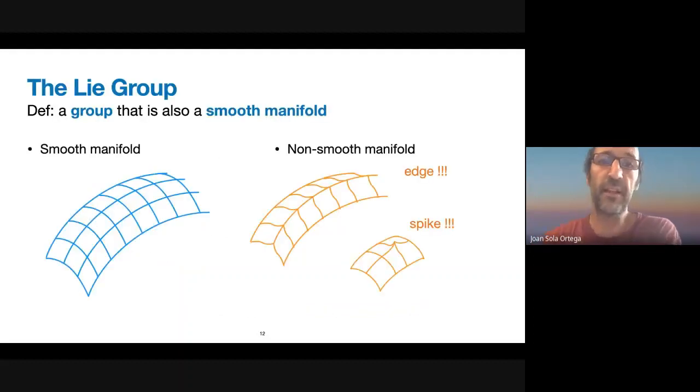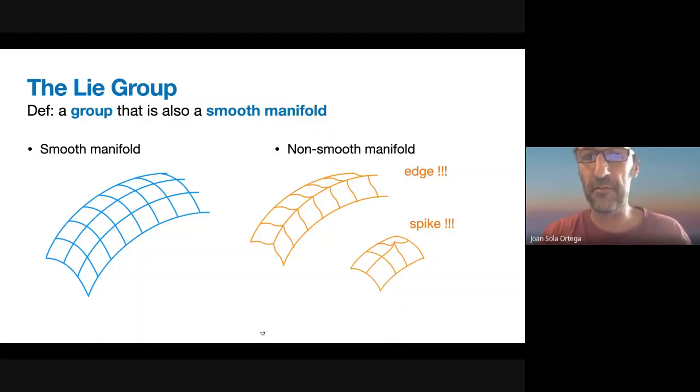Right, so what is a Lie group? A Lie group is a group, so it's a set of elements with an operation that fulfills the four axioms, that is also a smooth manifold. And that means, very intuitively, that all these elements live in a kind of surface.